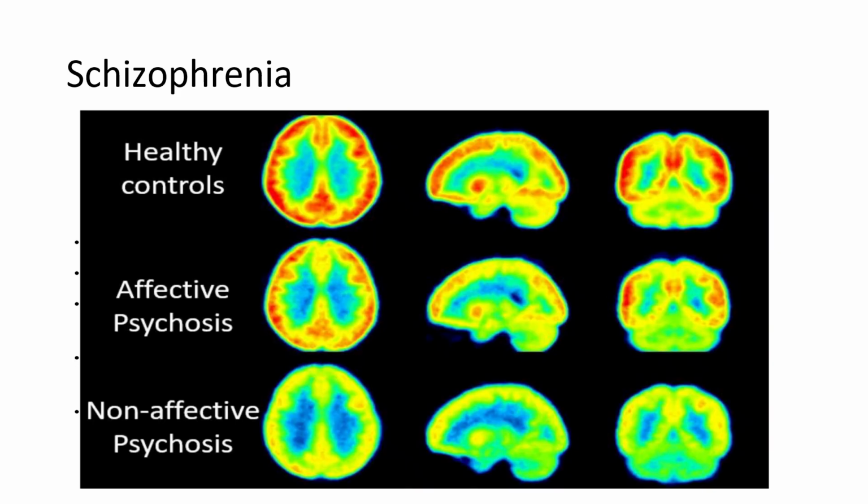And this is what it looks like for schizophrenia, comparing a healthy person to somebody with affective psychosis and somebody with non-affective psychosis. Notice that non-affective psychosis has just hypermetabolism of glucose globally throughout the brain.